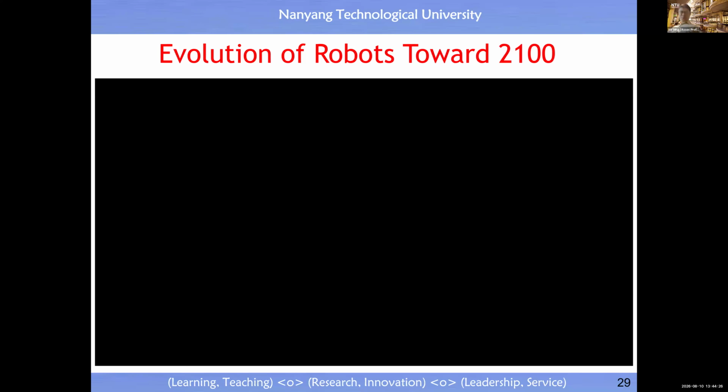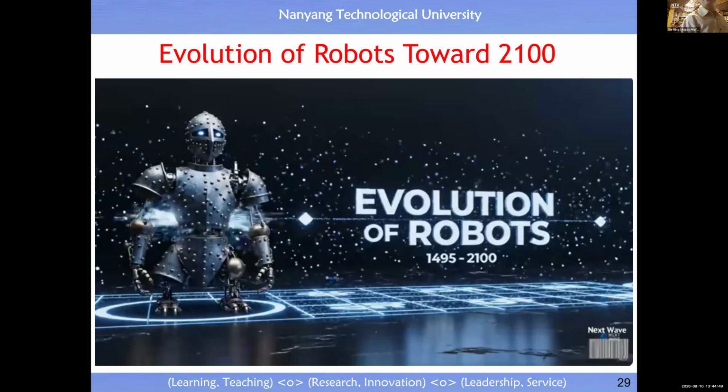Now look at the history of robotics. This is one version telling you the history of robotics, and this version puts the history of robots as starting in 1495 or something like that. You just watch this short video.